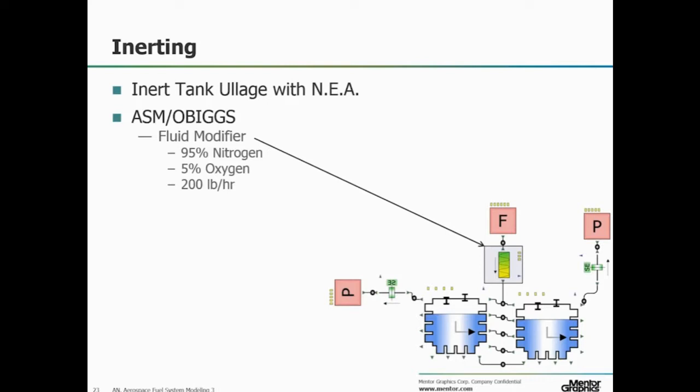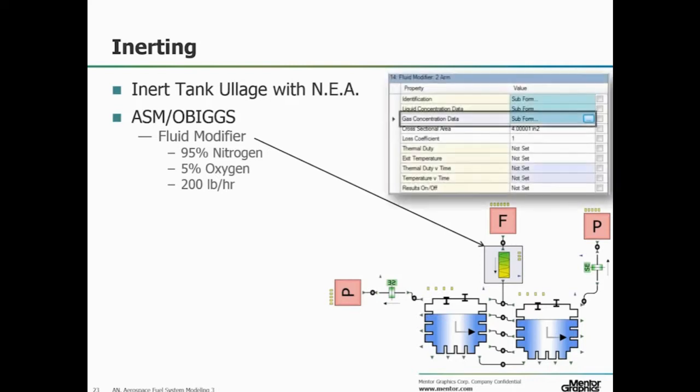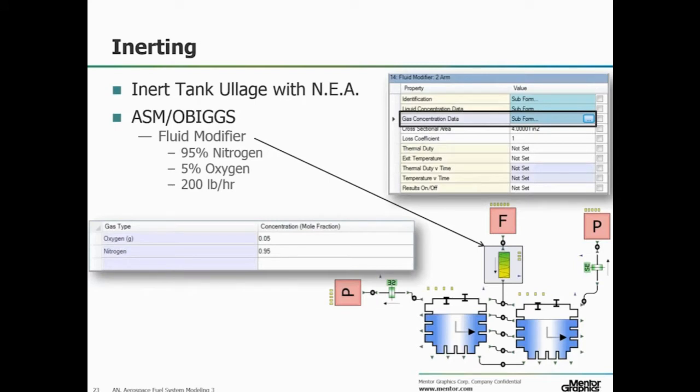We'll set the flow rate to 200 pounds per hour of nitrogen-enriched air mixture in line with the capability of commercially available equipment. We will simplify this demonstration by locking the mixture of nitrogen to air at 95% and 5% respectively. A more complex model could vary the mass flow rate and concentration of nitrogen as a function of air temperature, pressure, and flow rate, or any other input variable.